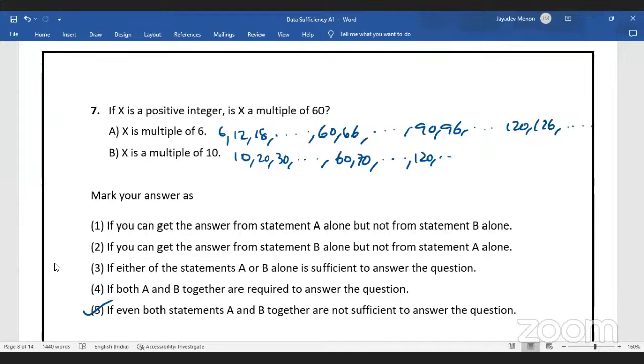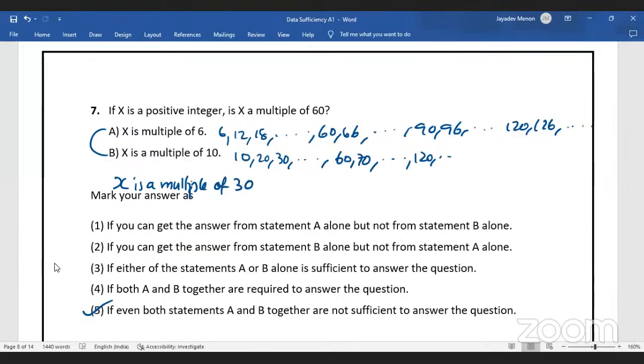So by using statement B alone, it is not possible to answer the question. And if we are combining both statements, as per statement A, x is a multiple of 6, and as per statement B, x is a multiple of 10. So if we are combining both, we get x is a multiple of both 6 and 10. That means x will be a multiple of 30.